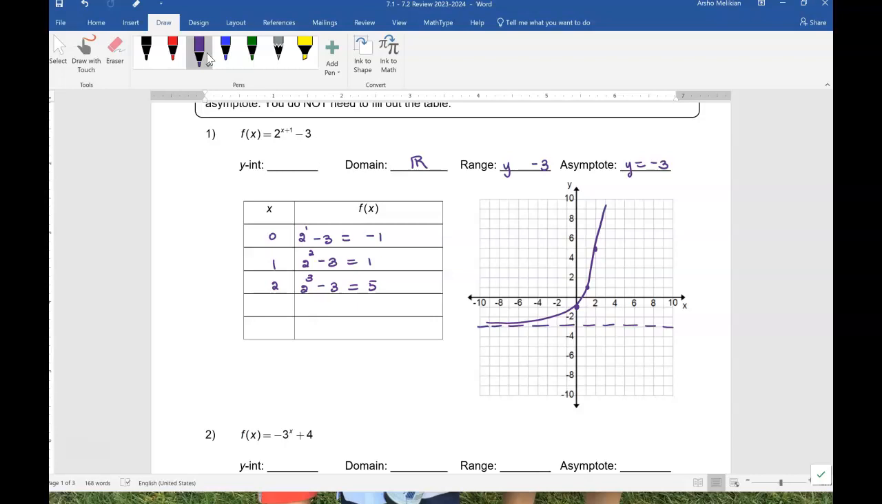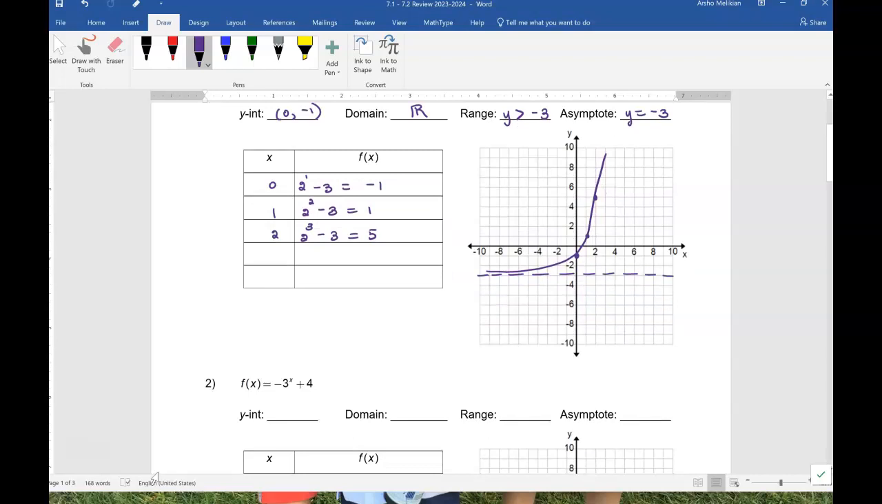Now, first, the range. Because this graph sits above the asymptote, vertically above, this is going to be greater than -3. And then the y-intercept is always when you plug in x equals 0. So it's 0, comma, -1. And that is one way of how we can graph these. Okay, so remember, you have to have the asymptote, and you have to show the graph following the asymptote on the bottom, and then heading up very, very quickly in the top.